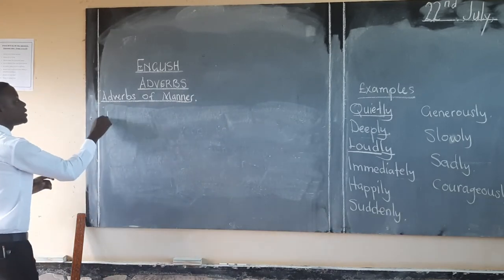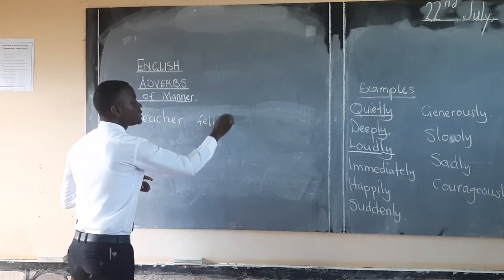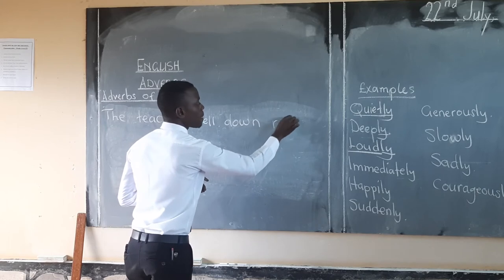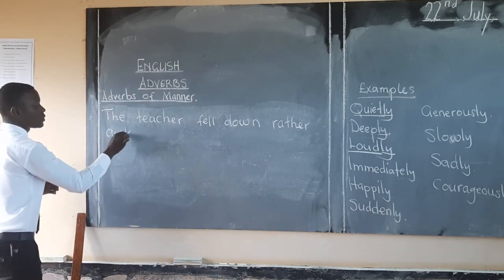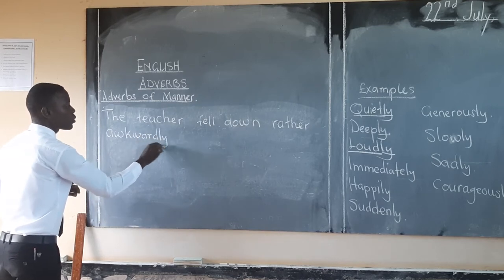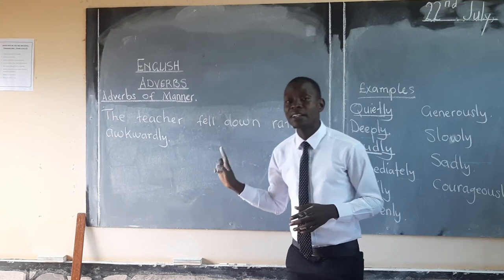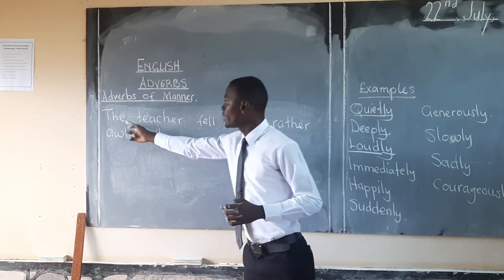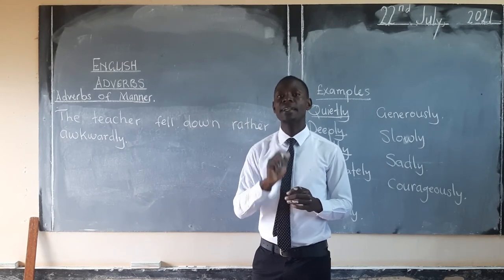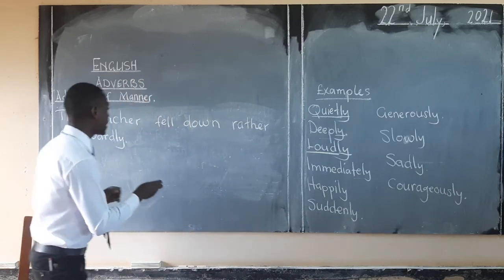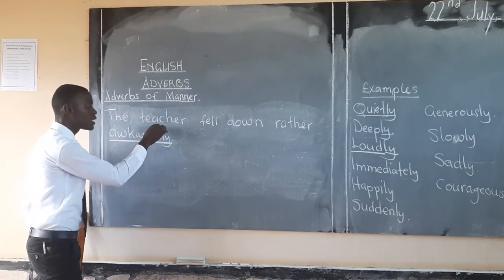The sentence goes like, the teacher fell down rather awkwardly. Awkwardly. So if I may ask you a question, who can try to identify the adverb of manner in my sentence? The sentence says, the teacher fell down rather awkwardly. We say adverbs of manner end with L-Y. So automatically here, we say the word awkwardly is an adverb of manner because it is ending with L-Y.